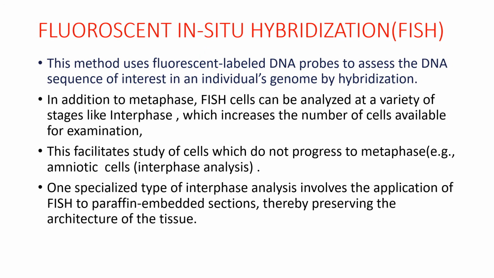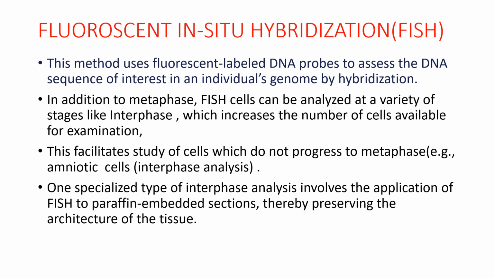Fluorescent in situ hybridization. This method uses fluorescent labeled DNA probes to assess the DNA sequence of interest in an individual's genome by hybridization. In addition to metaphase, FISH cells can be analyzed at a variety of stages like interphase, which increases the number of cells available for examination. This facilitates study of cells which do not progress to metaphase, for example amniotic cells, where interphase analysis is done.